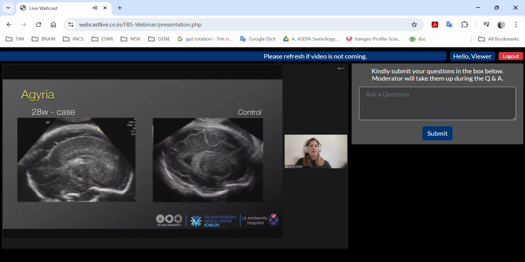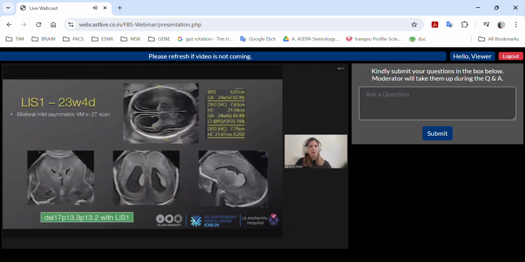So let's see some cases using ultrasound. Again, 28 weeks, completely smooth, looks like 24 weeks. This is the control for comparison. So we know that something very bad is happening here. Can I tell if this is LIS1, this is DCX, whatever? No. And then I will check for associated abnormalities, for the fetal sex as well. And we should do a broad evaluation in order to get to the gene.